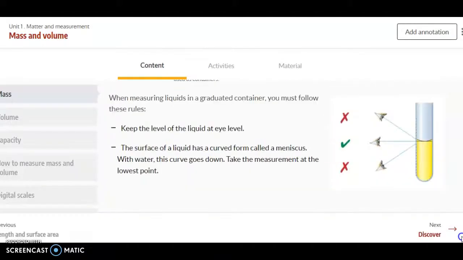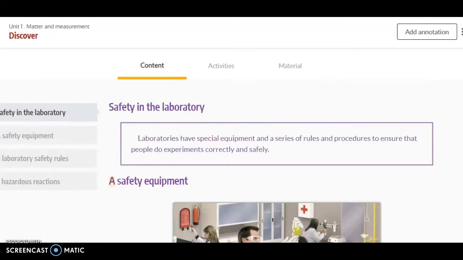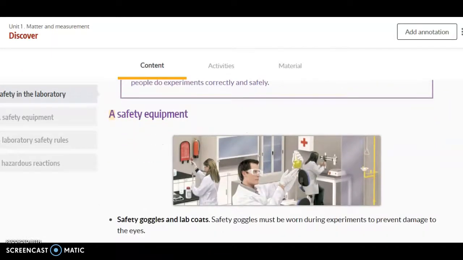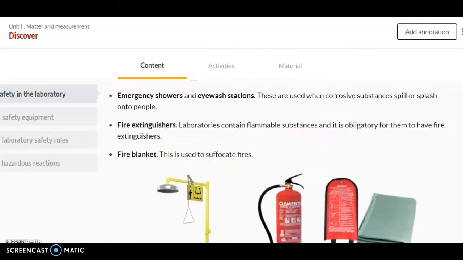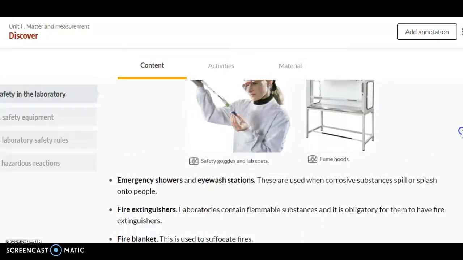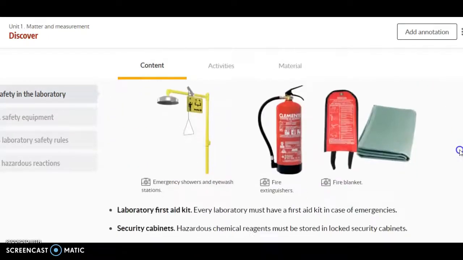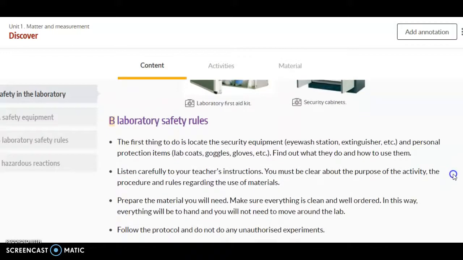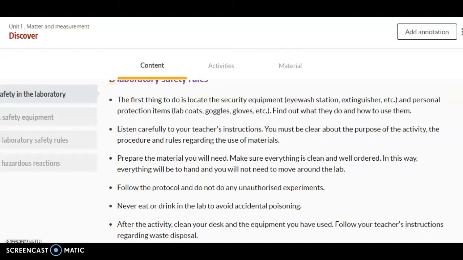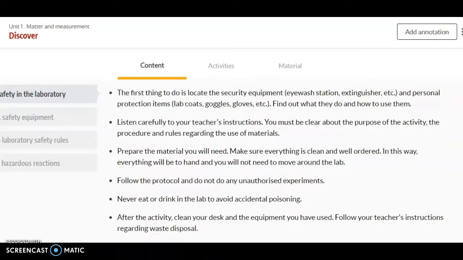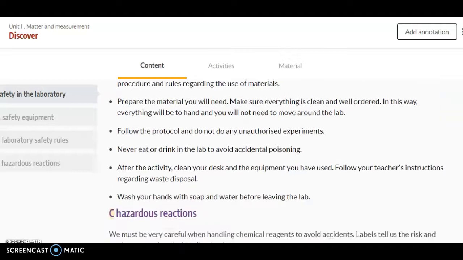Okay, so let's continue on to the Discover one. Discovery one, this is safety in the lab. You will have to recognize what extinguishers are used for. So a fire extinguisher, what is it used for? Okay, laboratory safety rules. What is the first thing to do when you go into a lab to perform an experiment? The first thing to do is to locate the security equipment and personal protection items.